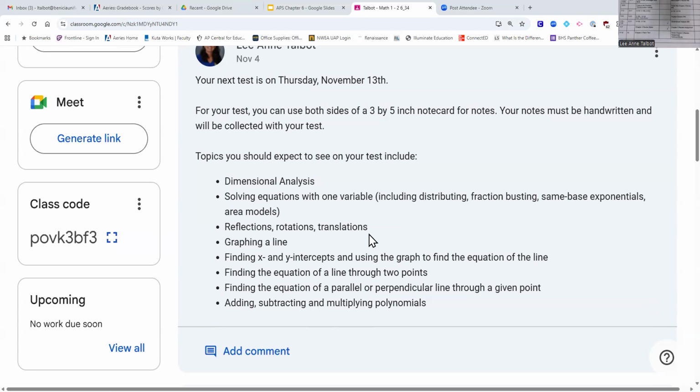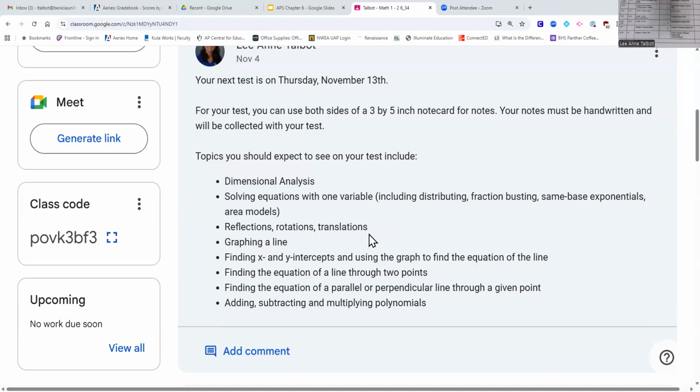Dimensional analysis, your favorite. Solving equations, including distributing, fraction busting, name-based exponentials, and ones that require an area model. Area model meaning the box. Do you know what those words mean? Okay, so distributing, fraction busting, where you multiply all the tops by the least common denominator. Name-based exponentials are the ones where it's like 6 to the x equals 36, whatever. And then area models are the ones that need a box. Okay, reflections, rotations, translations. I think you guys all know what that is.